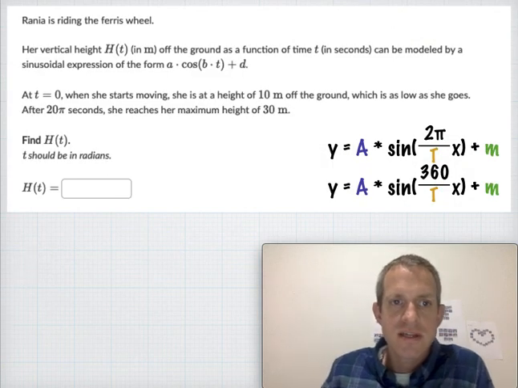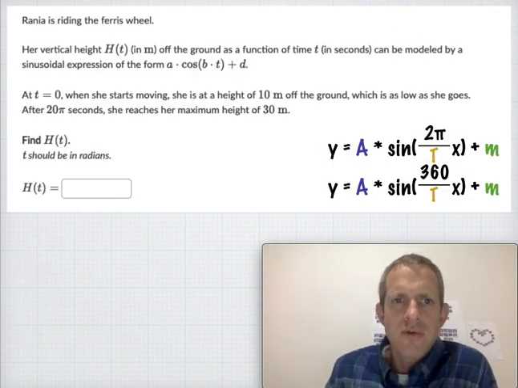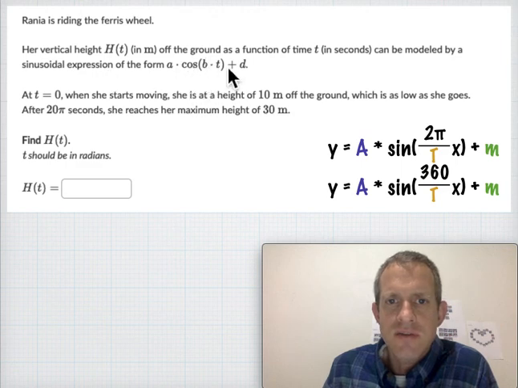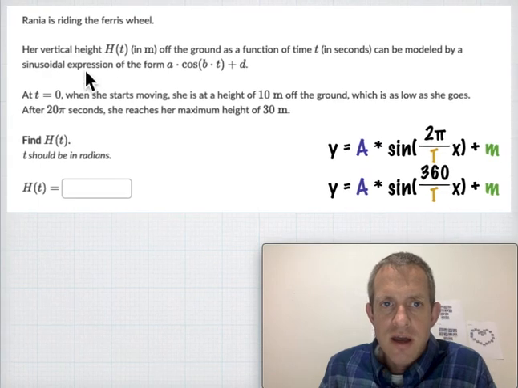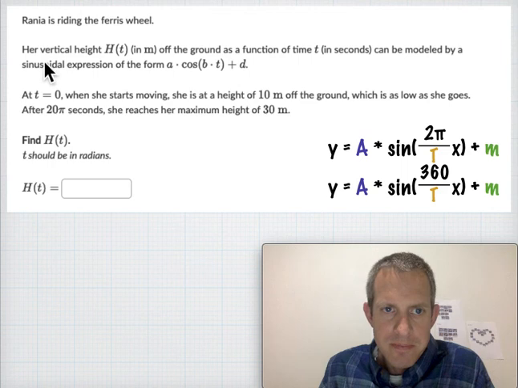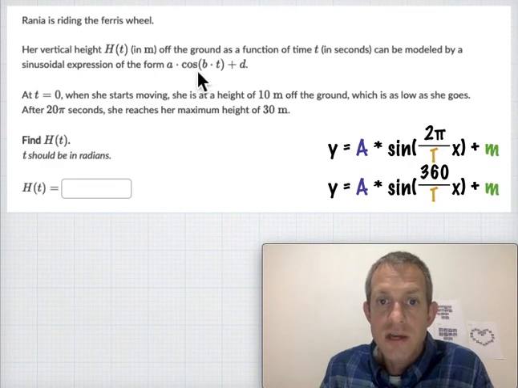All right, let's look at one other example. So in this example, we're still going to be building a formula. It's just they've given us our information a little bit differently. This is an application, if you will. And so I've got the person riding the Ferris wheel, Rania, I think, and we have her height off the ground is modeled, and they want us to use a cosine function.